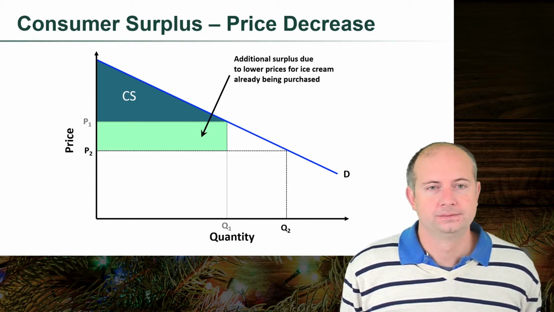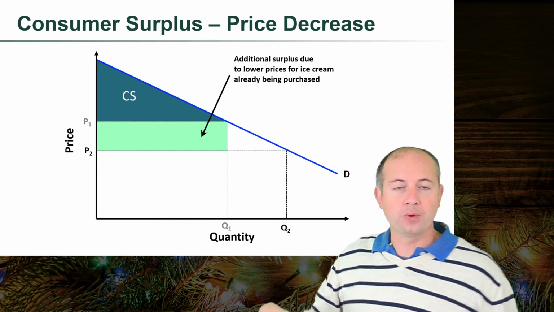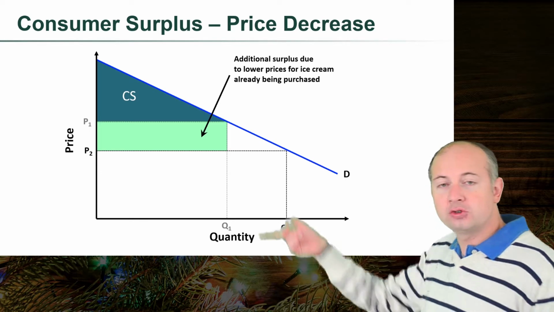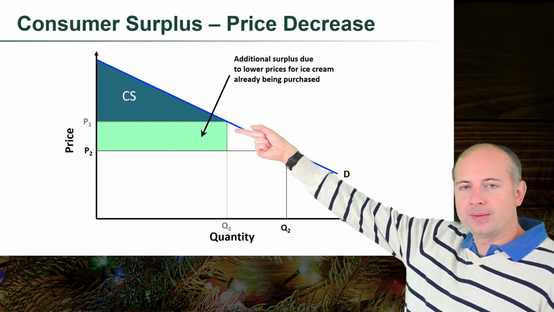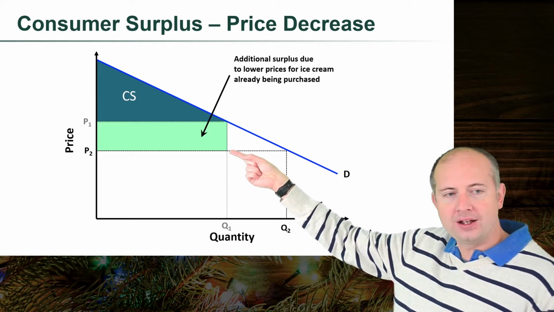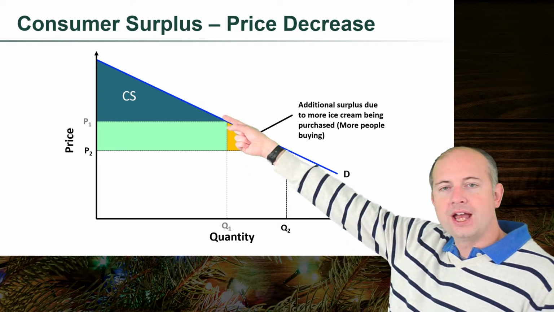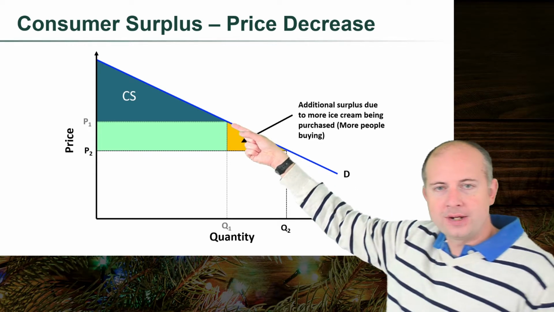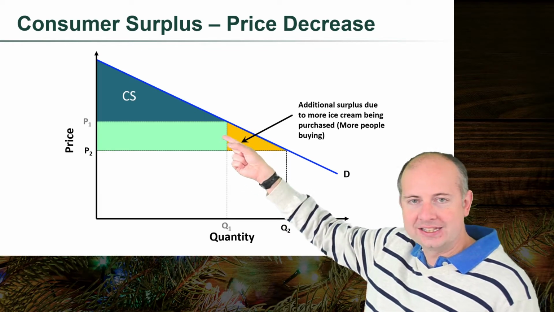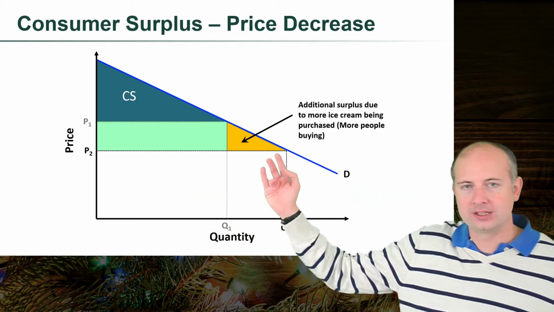are now buying ice cream. Think about it. Before, when they weren't buying ice cream, there was no surplus there, right? If I don't buy ice cream, I get no enjoyment out of it. Whereas once I buy ice cream, now I'm able to get some enjoyment, right? So here I valued it at $4.99, and I only have to pay $4 for it, so I'm 99 cents better off. You have all these extra people now who are able to consume ice cream and they get some enjoyment. So that's the yellow.